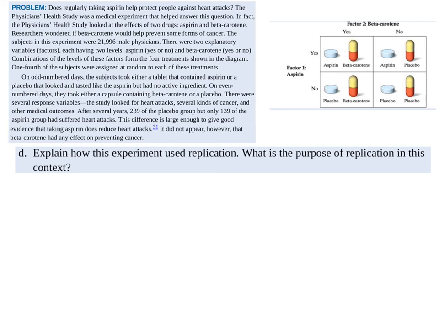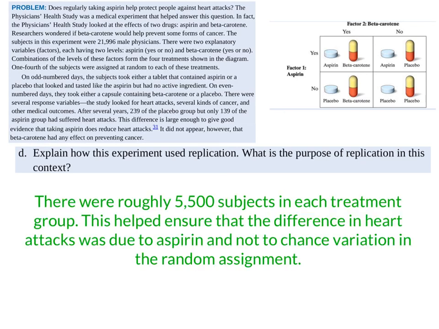And last, let's explain how this experiment used replication, which is that 4th aspect of experimental design, and let's figure out what the purpose of replication is in this study's context. So remember that replication is about using enough subjects. And in this study, there were roughly 5,500 subjects, or male physicians, in each treatment group. So this helped ensure that the difference in heart attacks was due to aspirin and not to chance variation in their random assignment.